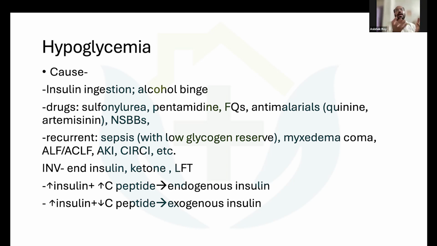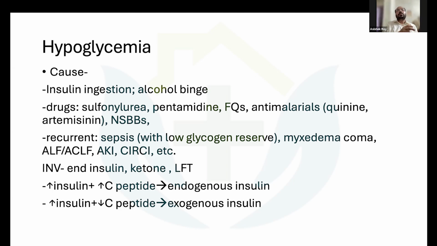There are different drugs, oral hypoglycemic drugs like sulfonylureas, and some antibiotics like pentamidine and fluoroquinolones, especially levofloxacin in elderly patients, and some of the antimalarials like quinine, chloroquine, and artemisinin. These are all known to cause hypoglycemia, and so do non-selective beta blockers. Recurrent hypoglycemia, if you are facing it in a patient, you should always think about three possibilities. One is sepsis. That is, the patient has a very low glycogen reserve, has not been eating, and the infection is causing a derangement of glucose metabolism. Other possibilities is a myxedema coma.